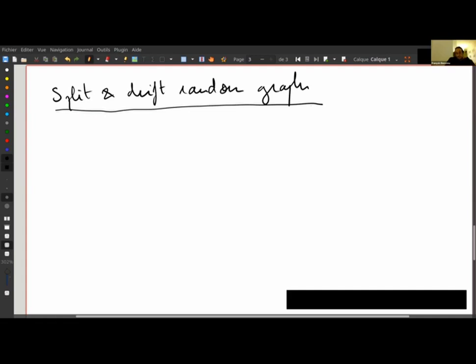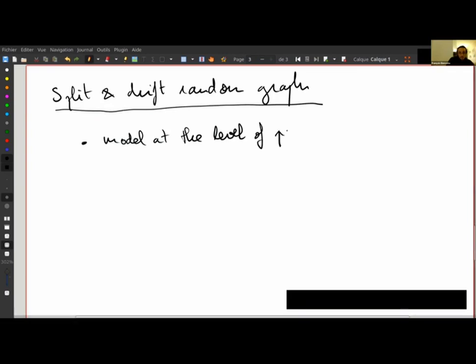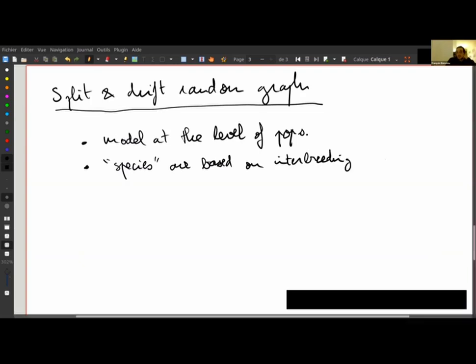The idea of the model is to model everything at the level of populations. That's the first idea. And then the second idea is that species should be based on the capacity that populations have to interbreed or not. So species are based on interbreeding. This is something that has sometimes been called the BSC, for the biological species concept.